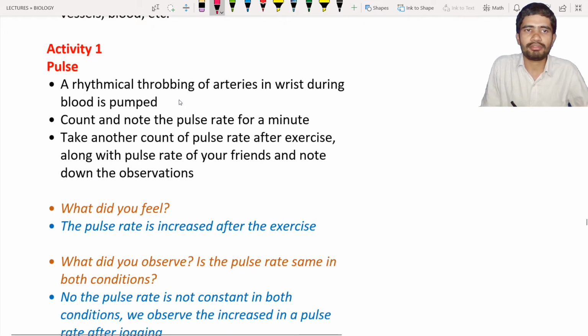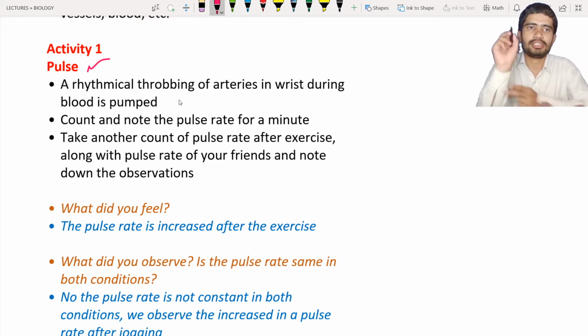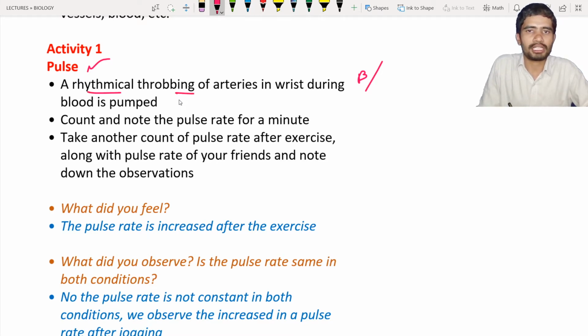In activity 1, we are going to see about the pulse. So what is meant by pulse? If you hold your wrist, there will be some rhythmic pushing up and down. The blood vessel will be pushing up and down in a rhythmical way. This rhythmical throbbing of the arteries in the wrist is known as pulse.